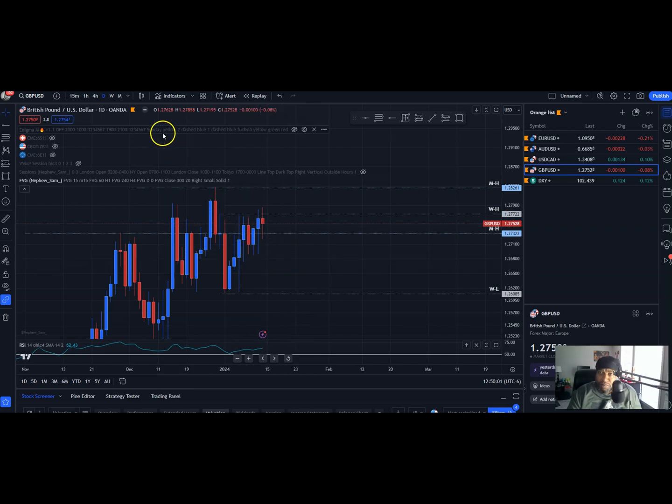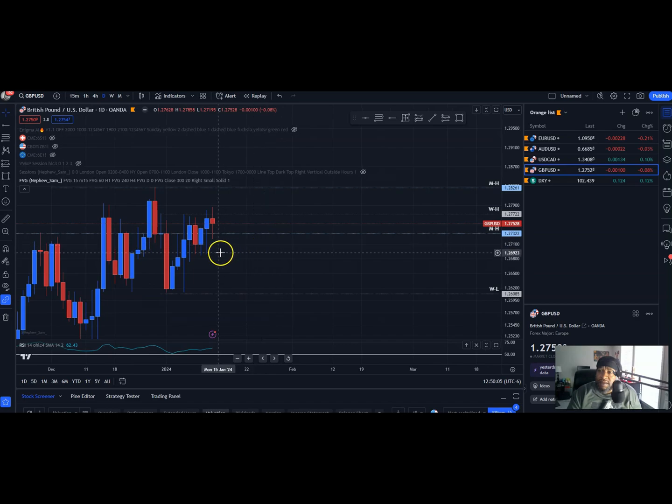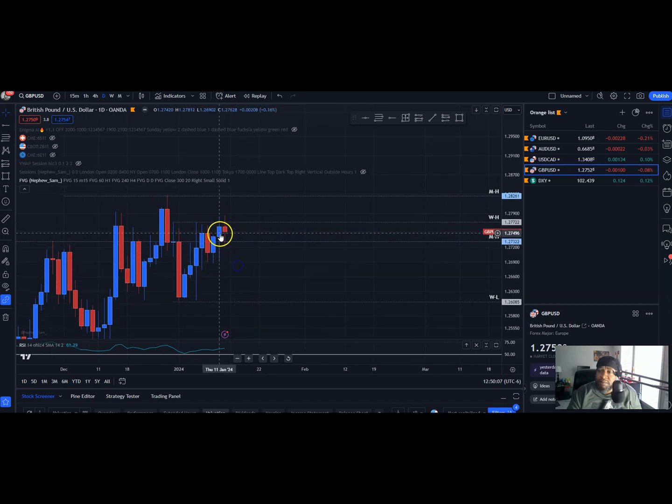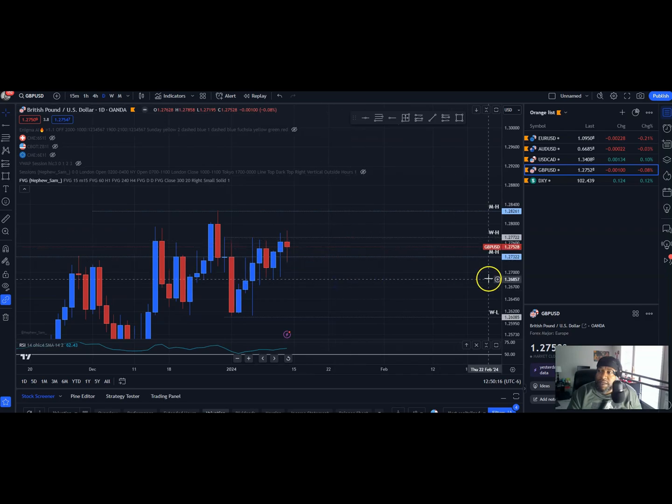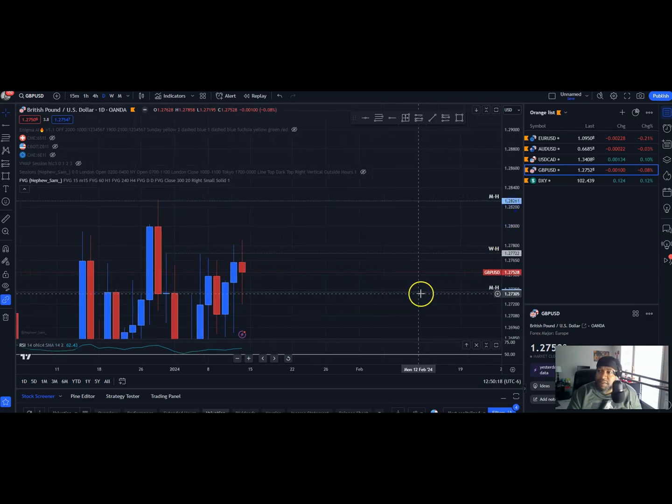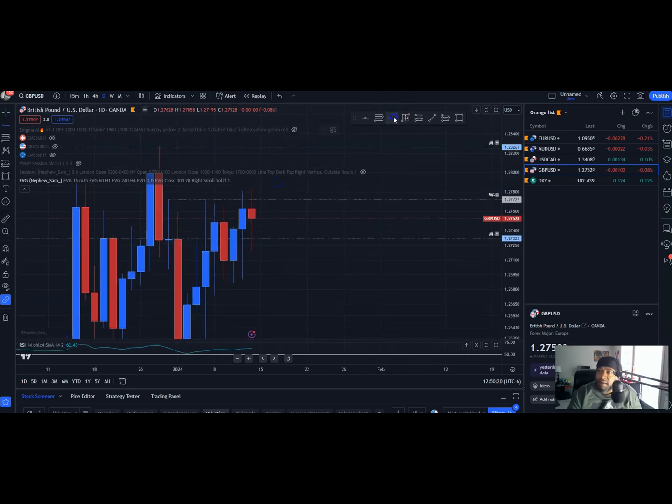So we're on the daily, and I'm looking at the fact that Friday price tried to purge liquidity just above the previous day's high, right? So I'm going to go ahead and mark previous daily, and let me do this here.